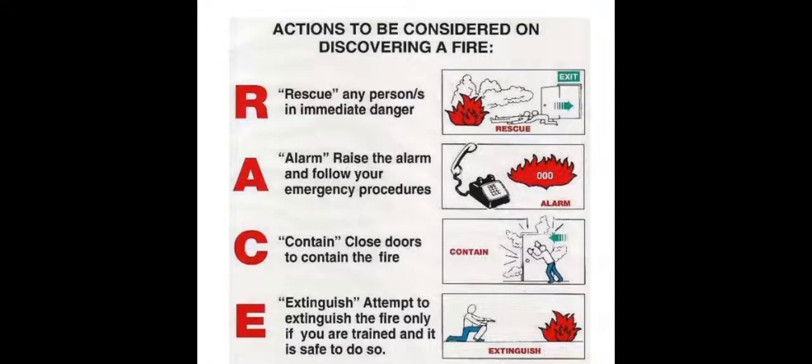The standard fire order of action to be considered on discovering a fire is RACE. R is for rescue any person in immediate danger. A is alarm: raise the alarm and follow your emergency procedures. C is for contain: close doors to contain the fire. E is for extinguish: attempt to extinguish the fire only if you are trained and it is safe to do so.